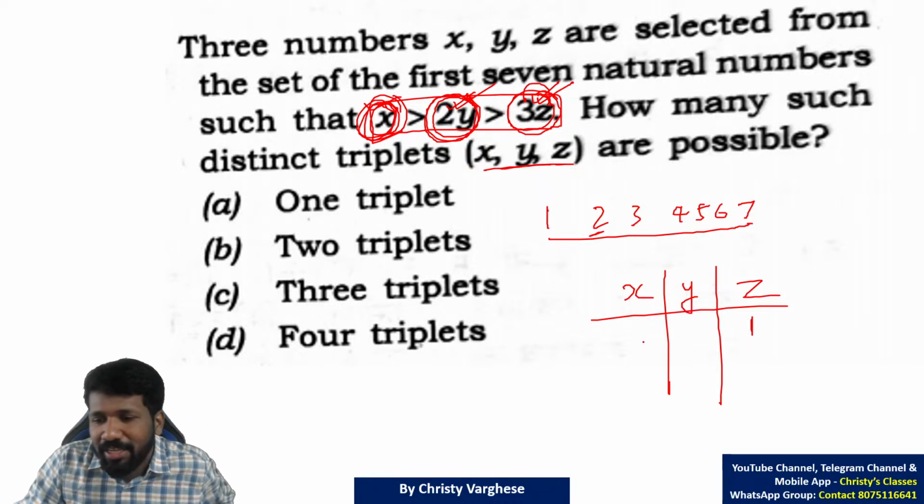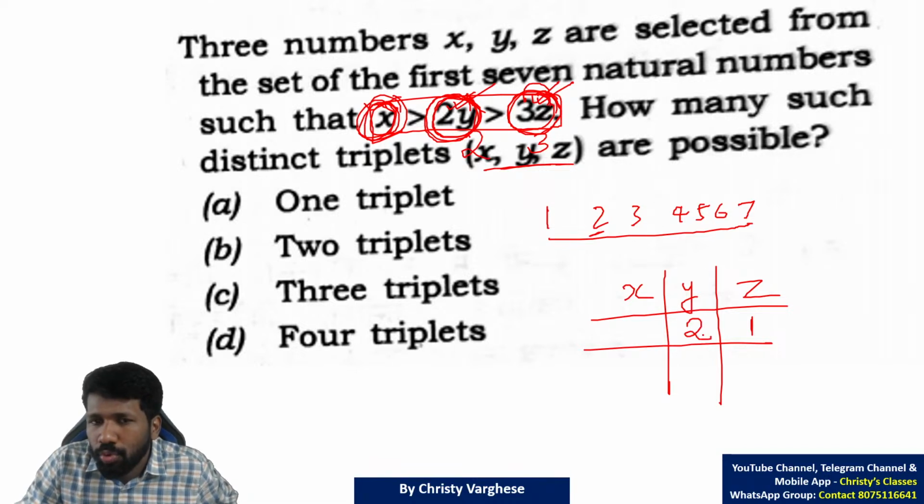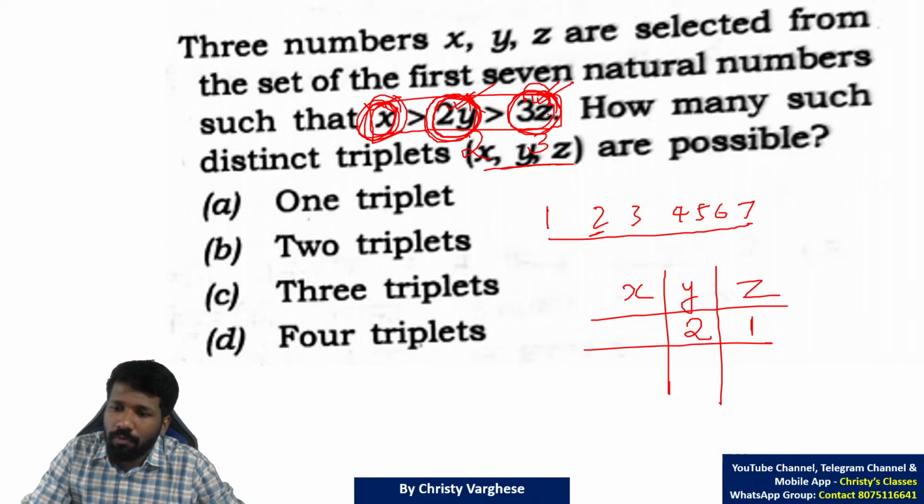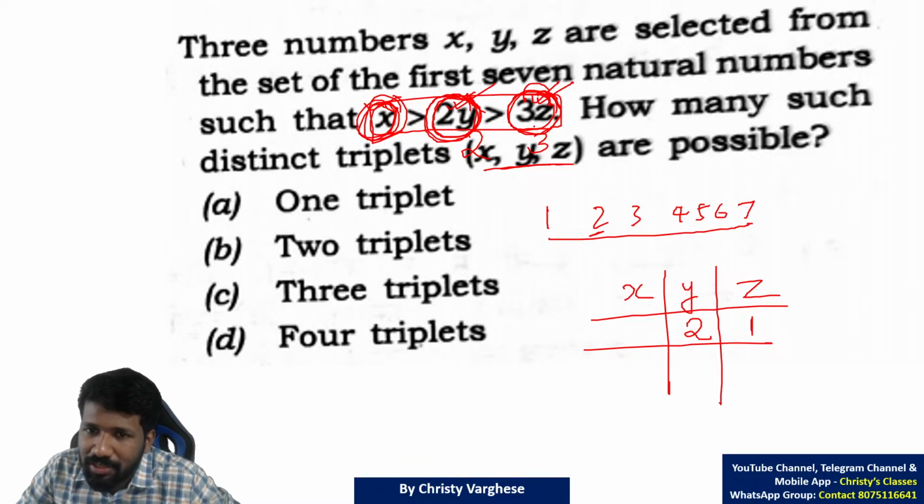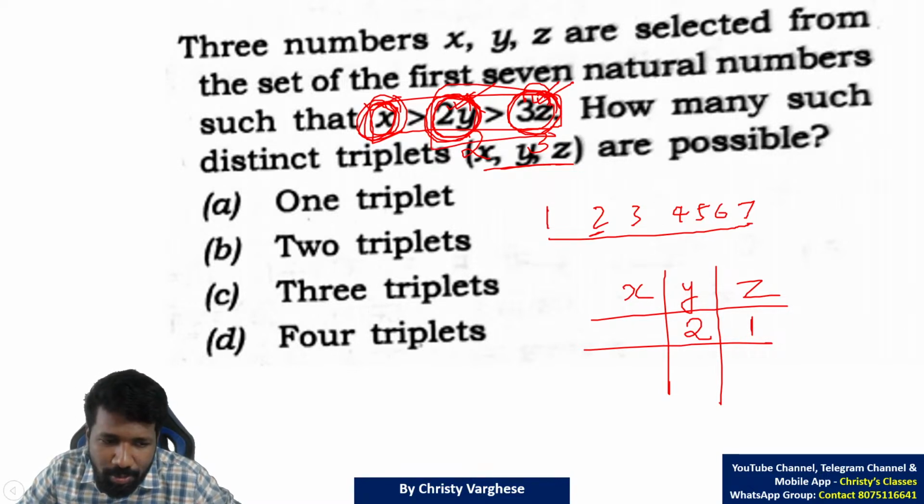But first we will take z being 1. If z is 1, 3z means 3. So 2 times y should be greater than 3. So y cannot be 1 because 2 times 1 is not greater than 3. Y can be 2. So let y be 2. So 2 times 2 is 4. 4 is greater than 3 times 1, which is 3. So that is satisfying the inequality for 2y and 3z.